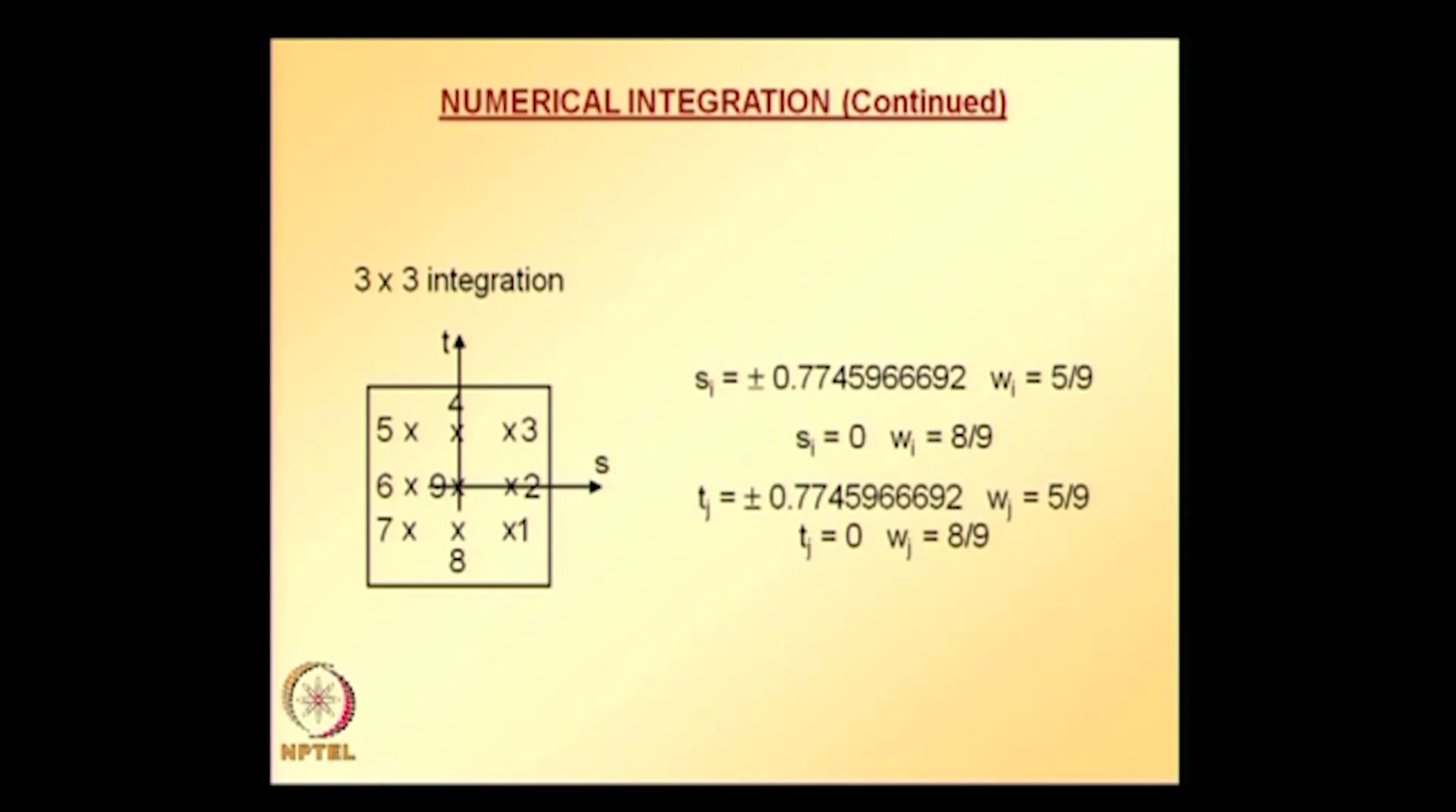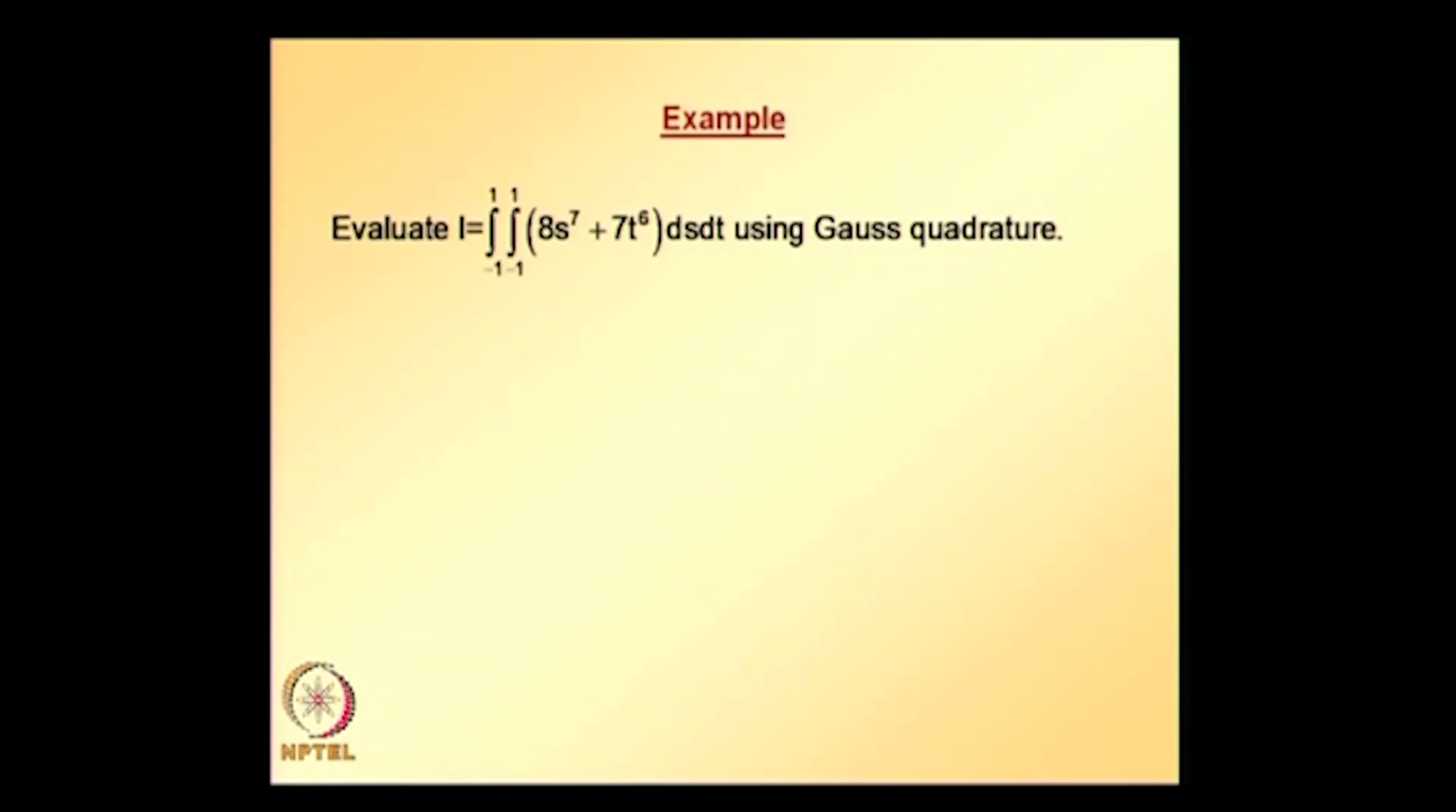Now, let us take an example. Evaluate I is equal to the double integral from minus 1 to 1, minus 1 to 1, of 8 times s power 7 plus 7 times t power 6, ds dt, using Gaussian quadrature. And let us start with 1 by 1 integration.